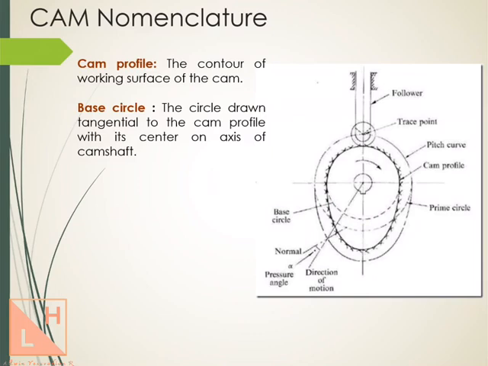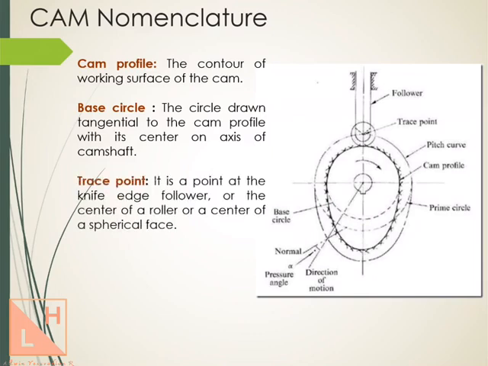Next is called the trace point. It is a point at the knife edge follower, or the center of a roller, or the center of a spherical face. So it is a point found at the center of the roller if it is a roller follower, and it is the tip of the knife edge if it is a knife edge follower, or if it is a spherical face follower, then the center of the spherical face will be called the trace point. So you see here, this center will be called the trace point.